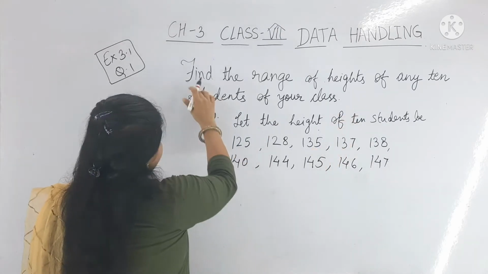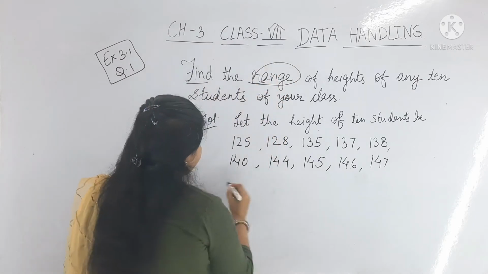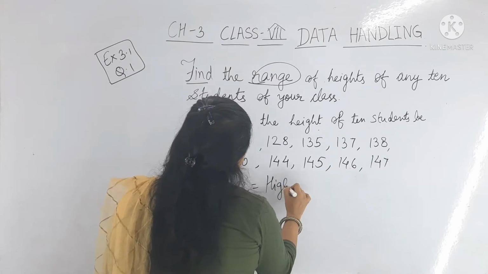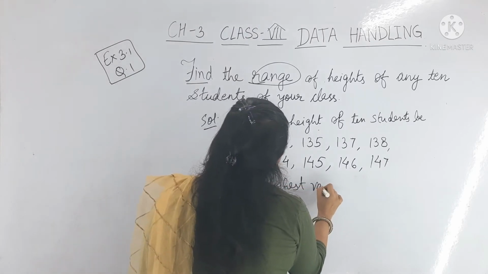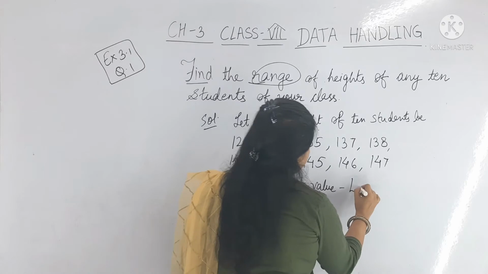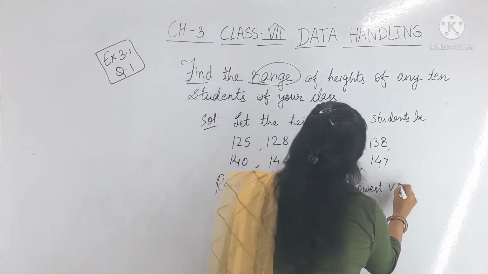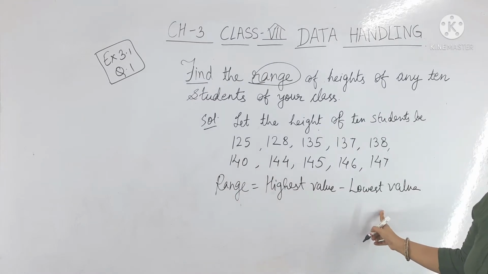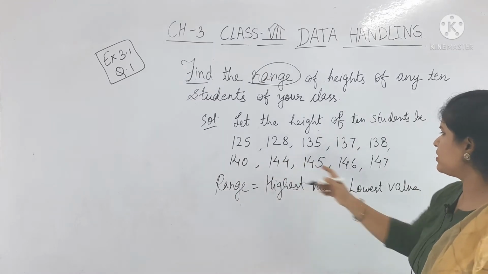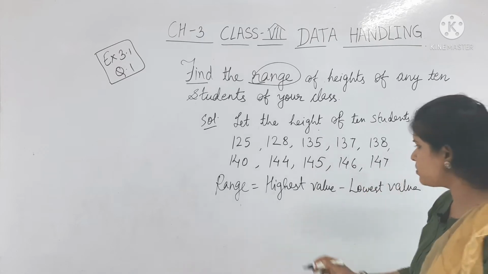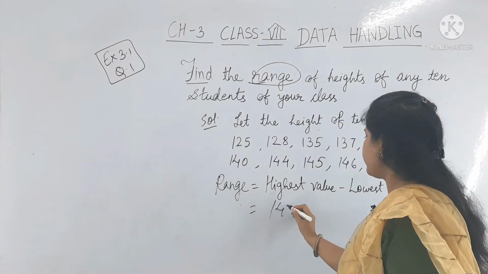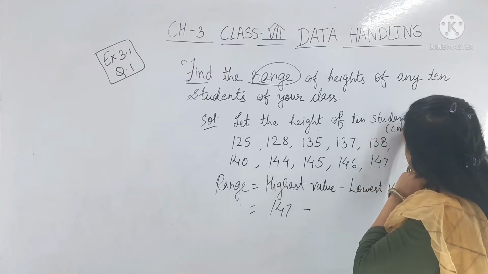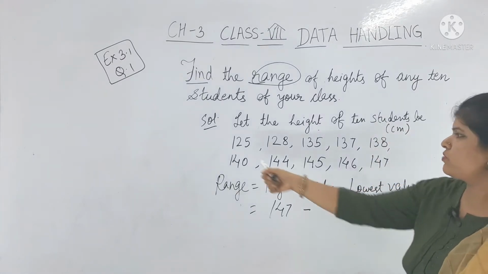So we have to find the range. Range is equal to highest value minus lowest value. Okay, highest value minus lowest value, we know that formula for the range. So here you can see that the highest value is 147 centimeter. So here 147 minus, this all are in centimeter. Okay, lowest value is 125.